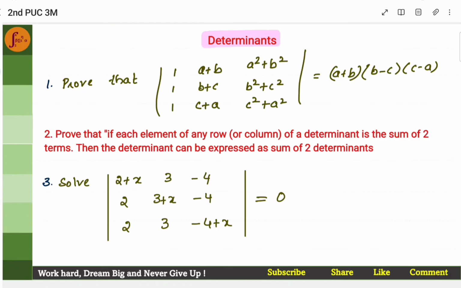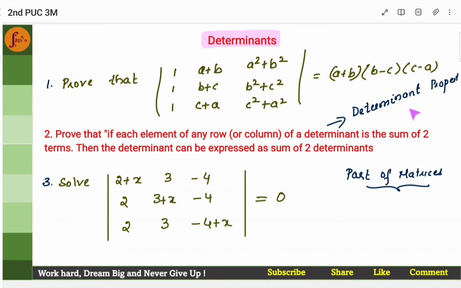I think it's part 3 of the matrices chapter. Just refer to that video. You will see all the determinant problems, and the technique in each problem is explained. Also there is a video on determinant properties. There are different determinant properties, and the proofs of each are explained in another video. You can go through the proofs there. Now let's look at these problems here.